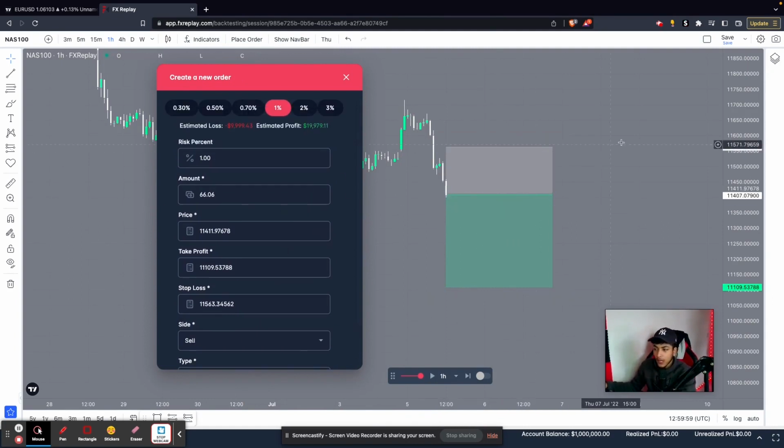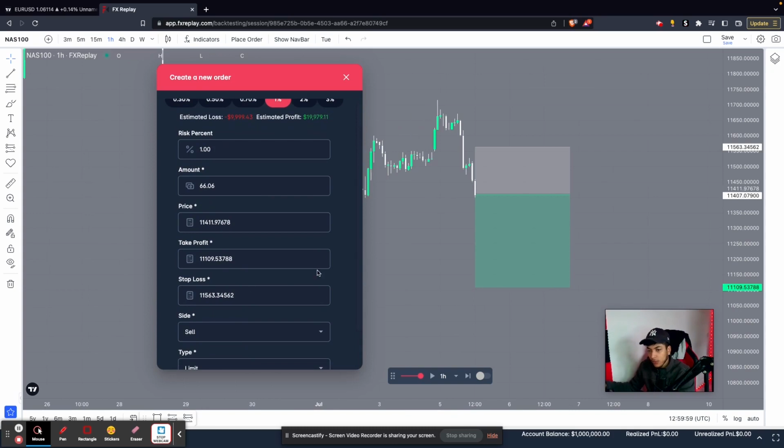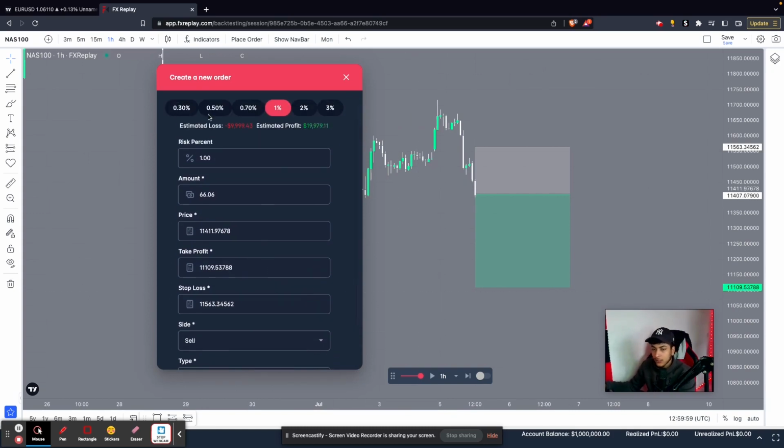You don't need to fumble around with getting the levels and doing all that. It'll auto fill it. Now it doesn't have lot sizing or anything, but it does have percentage risk, and this is ultimately what lot sizing is. And it defaults to 1% normally. So you can see right here, because I'm on a million account, I have a 10,000 risk, the estimated profit of 20,000, rounding up obviously.